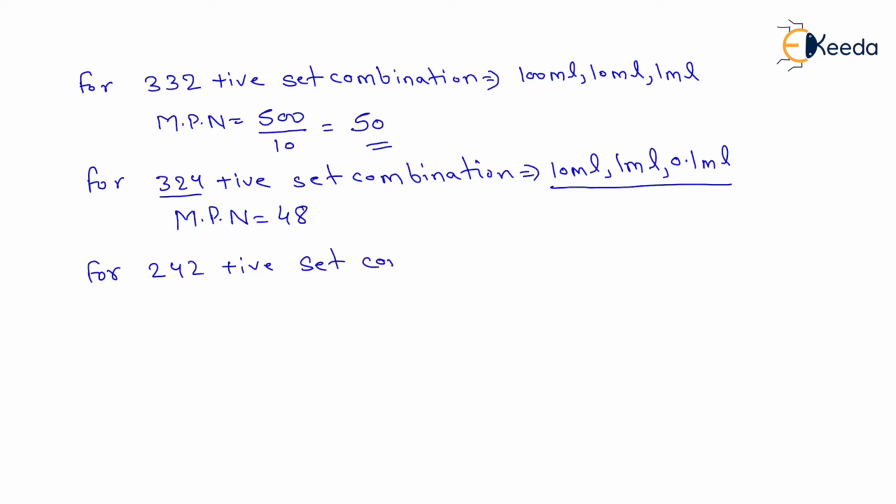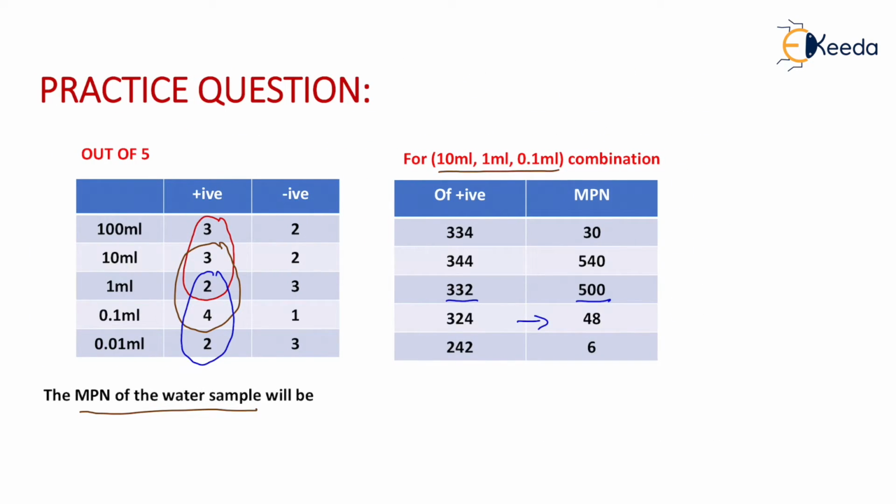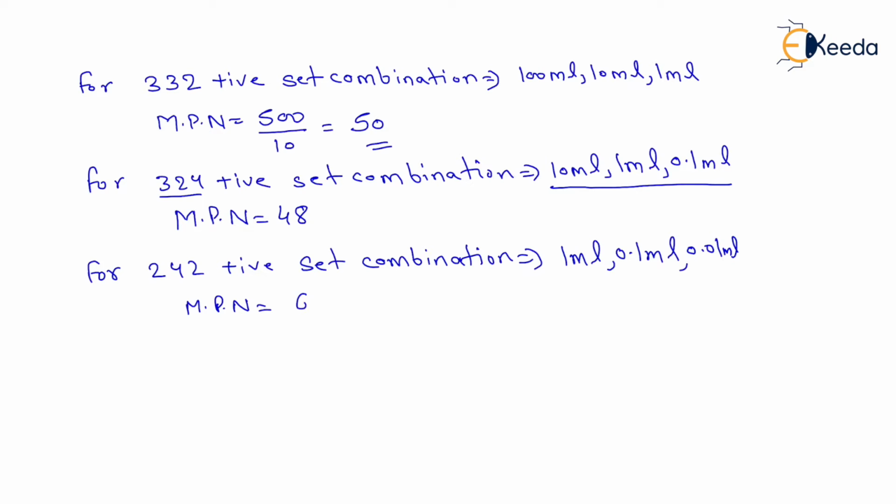Now for the next positive set, that is the 242 positive set, what will be the dilution ratio? The dilution ratio is given as 1 ml, 0.1 ml and 0.01 ml. That will be the dilution ratio for the positive set combination 242. In the McCrady chart, the MPN value for the positive set 242 is given as 6. So we write here the MPN value as 6.